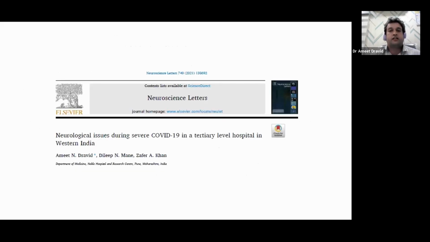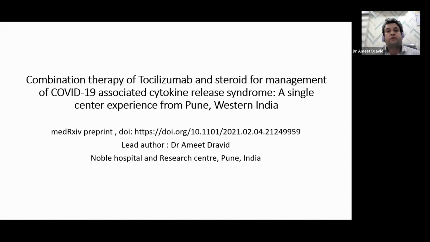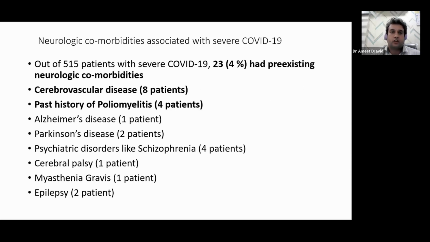This has been published in this mini review in Neuroscience Letters, and also some of the neurologic complications have been published in this paper, which is currently a medRxiv preprint, but will be published in Medicine Baltimore this week, in which we are also going to talk about neurologic complications in severe COVID-19. So coming to comorbidities, out of the 515 severe COVID-19 patients admitted with us during the first wave, 23 or 4% had concomitant neurologic comorbidities.